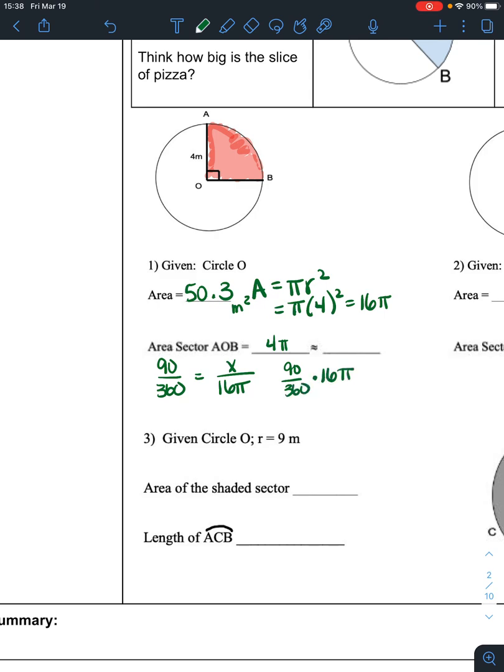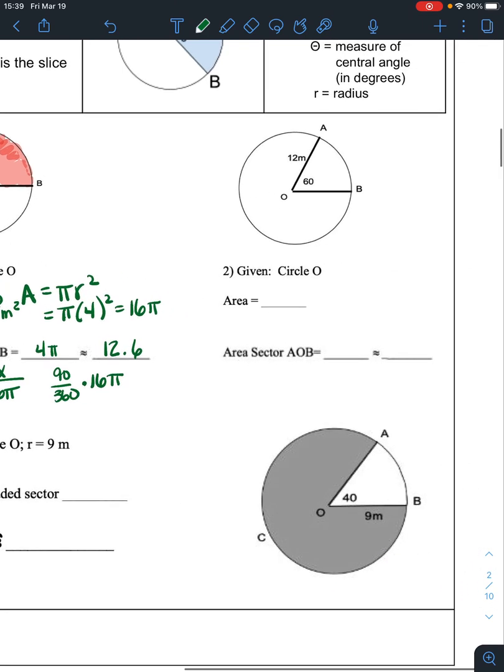If you don't do pi, if you just do 90 divided by 360 times 16, you get 4. And then 4 times pi would be 12.6. Well, if you take 50.3 and divide it by 4, because technically this is 1/4 of the circle, you get 12.6. So logically, it makes sense when you're looking at quarter circles and half a circle. But we use the same math when it's an angle that we're not so familiar with.